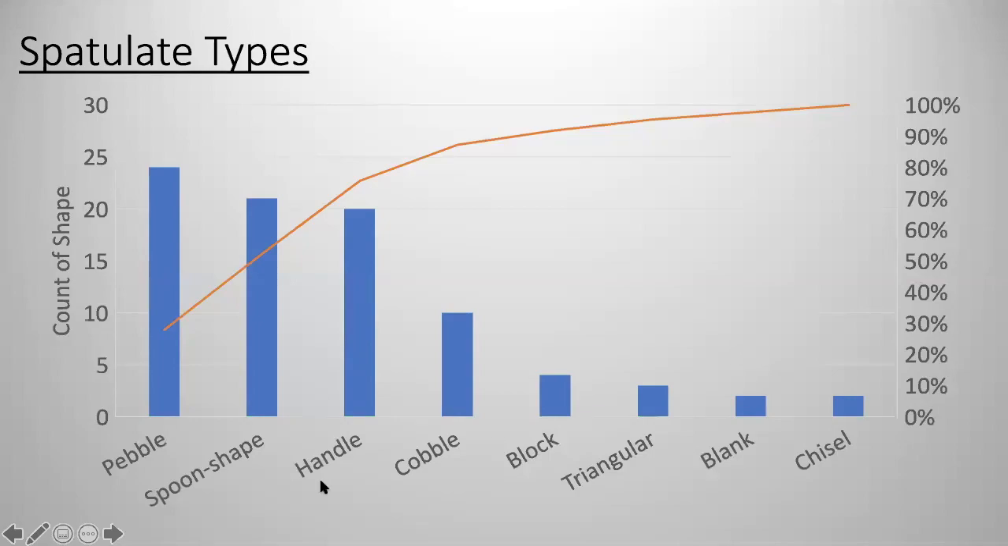So if I chart it and we take a look at the amounts of each type, the largest category was pebble, then spoon-shaped, handle, cobbles, blocks, triangles, blanks, and chisels. So we've got an idea of the amount and quantities of each of the shapes, though, as I said, it's a bit subjective, and I could argue, even with myself, that maybe one or two should be put in this category or that category, but regardless, I just wanted to get an idea of how many there were.